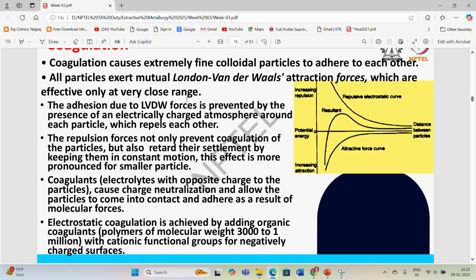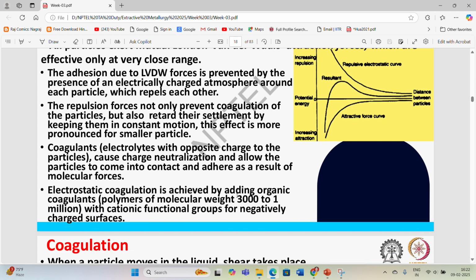So coagulation causes extremely fine colloidal particles to adhere to each other. All particles exert mutual London van der Waals attraction forces which are effective only at very close range. So generally for the coagulation purpose, we can apply some external forces or the help of some chemical reagents or polymers, so that this coagulation process can happen in a shorter time duration. Electrostatic coagulation is achieved by adding organic coagulants, which are generally polymers of molecular weight around 3000 to 1 million, with cationic functional groups for negatively charged surfaces.